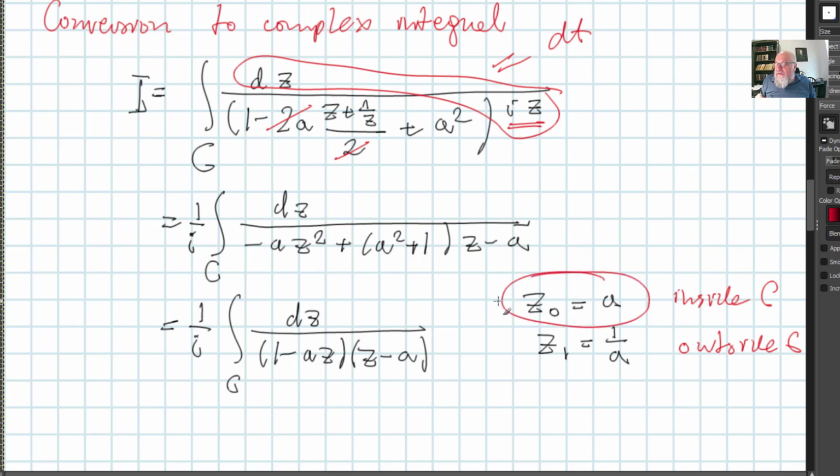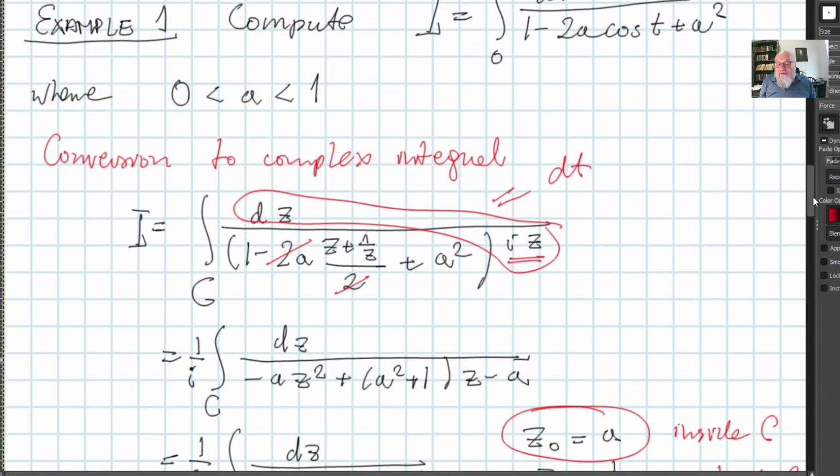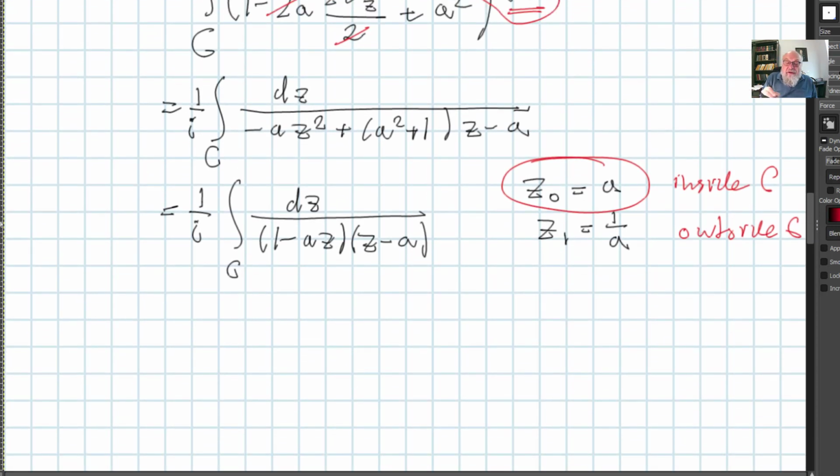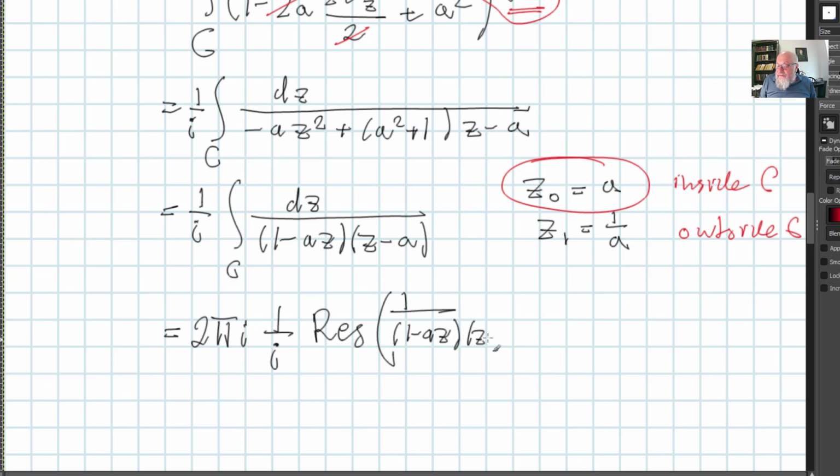So let me write it down. Now you can go here and write it down. This one is equal to 2 pi i, and now don't forget this 1 over i that we took out, and then we put here the residue of this function. So this is 1 over 1 minus a z minus a, and this is at the point a, and the point a, not 1 over a. Yes, better. So we do the simplification here, cancel this i, and compute the residue.